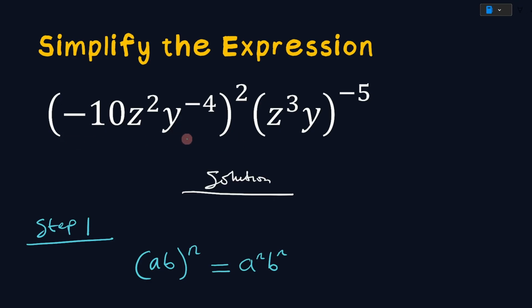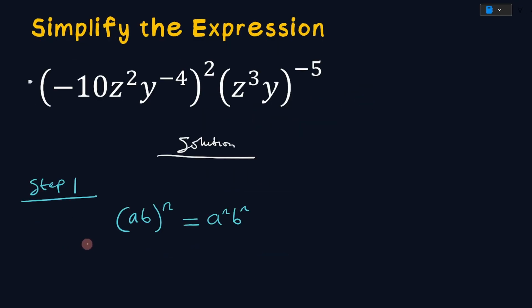In this very first expression, because every factor in this parenthesis is squared, this squared will apply to every factor inside, and also this negative exponent 5 will also apply to every factor inside this parenthesis. So considering this very first expression, since this exponent 2 will apply to every factor in this parenthesis, this will now be negative 10 to the power of 2. We'll consider this next factor, which is z squared to the power of 2. The next one is y raised to the power negative 4, exponential 2.